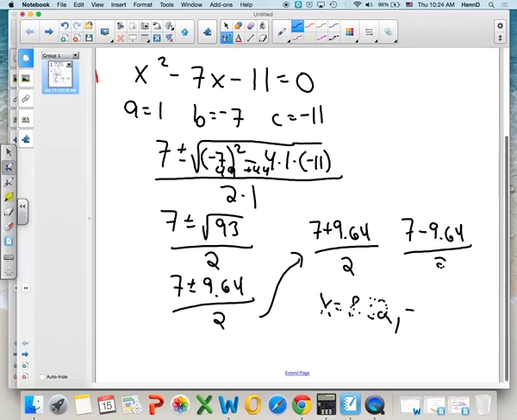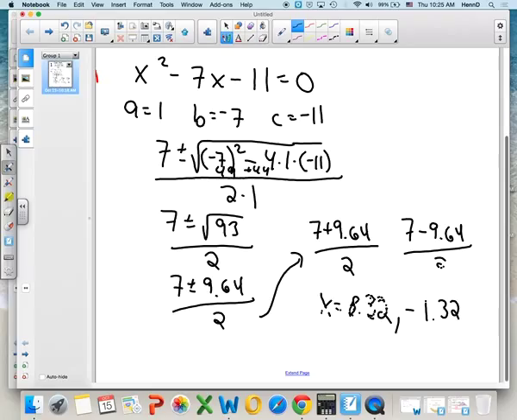And then when you subtract 7 minus 9.64 divided by 2, that's negative 1.32. Alright, it sucks as it is to have these dots now. Sorry, but that's how it's going to go. So the answers were 8.32 and negative 1.32.